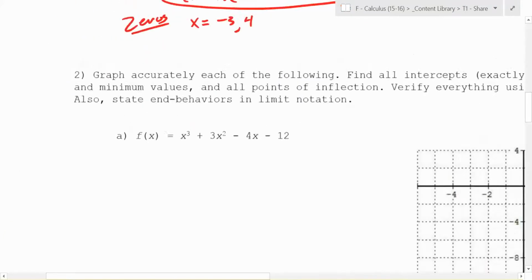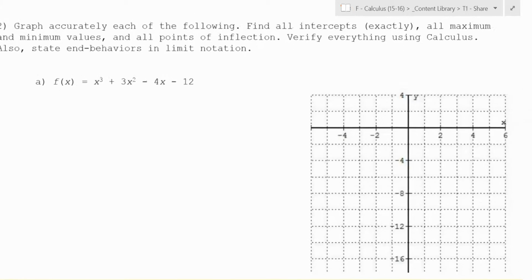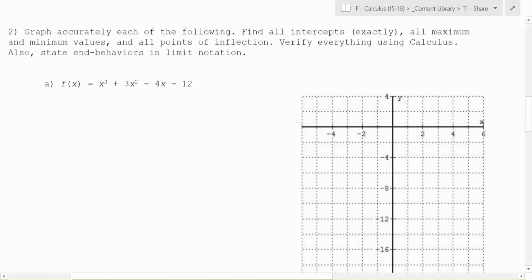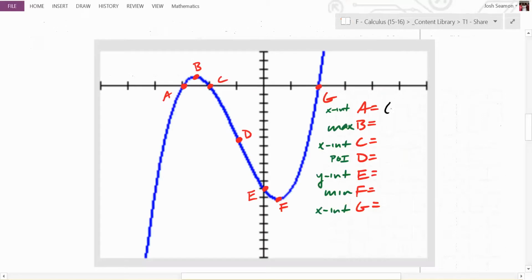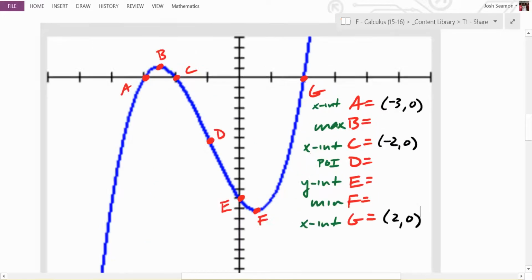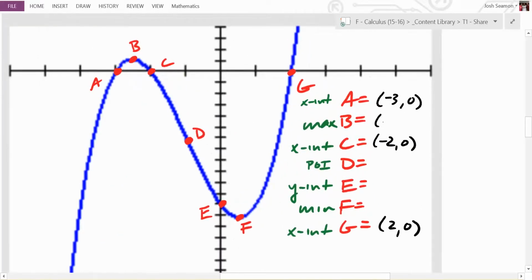Okay, so this is what I'd like you to do now. Try this one right here. Let's do it in groups. How about you move next to somebody? Negative 3, 0. Okay. What's C? And what's G? 2, 0. Nice. What's B? 3 decimal places if you can. 2.528. Yeah. Hold on. 528.